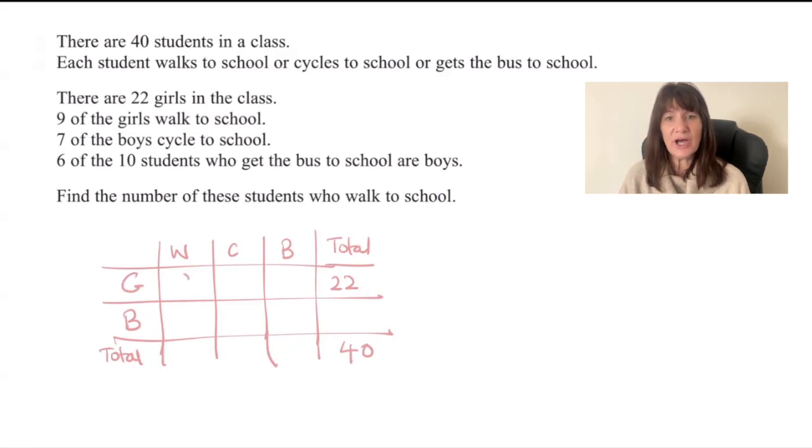So we've got 9 girls that are walking, 7 boys cycling, and then 6 out of 10 students that get the bus are boys. So I can put 6 where the boys are and 10 in the total.